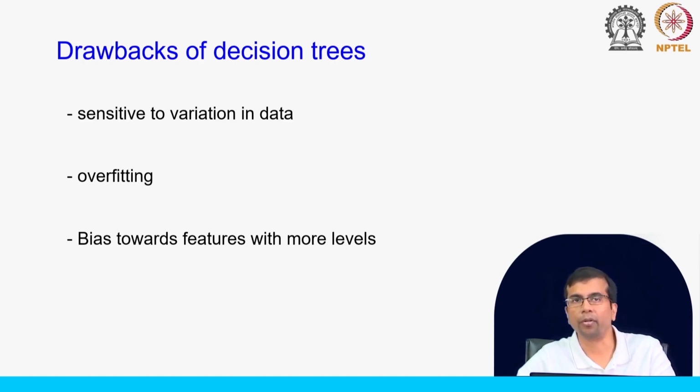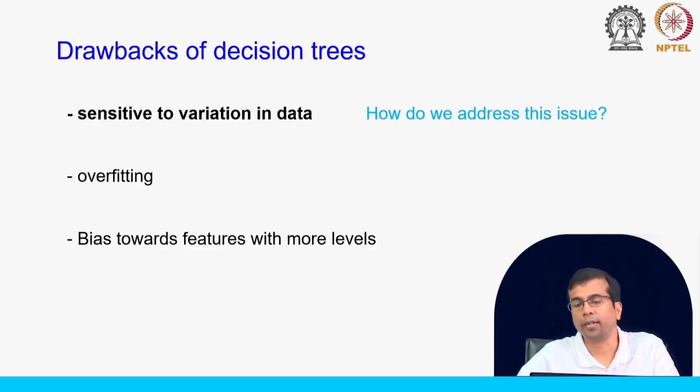Now, we will be talking about how we address these drawbacks. This is something we will be talking about in the next class, how we address this issue of sensitivity to variation in data. And this is where the random forest method comes in, which we will be discussing in the next class.